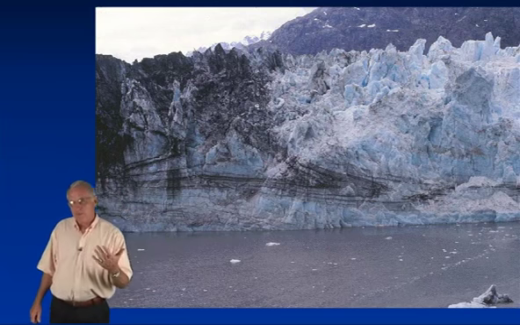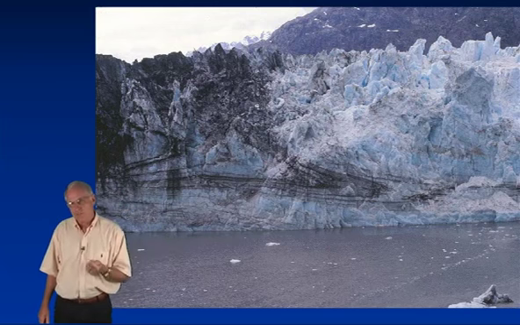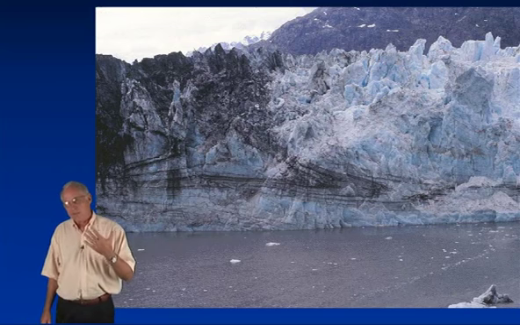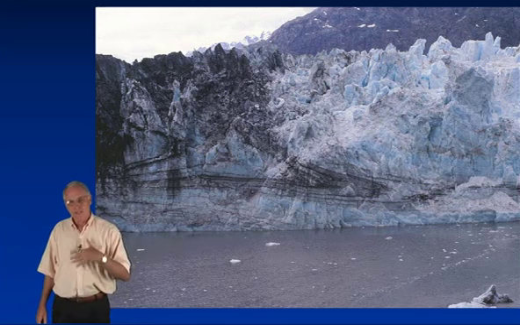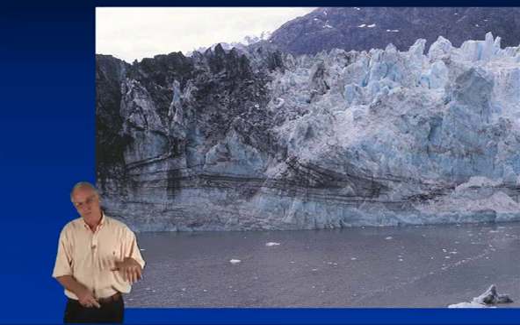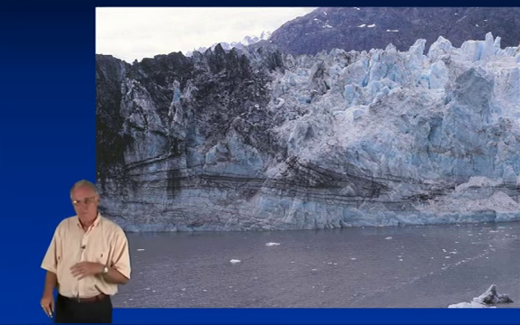Here's an example of a flow structure preserved in a glacier in Glacier Bay National Park. So obviously in the past this particular part of the glacier was in the zone of flow and it deformed plastically, and this is the consequence of that plastic deformation, that big fold that you see kind of turned over.